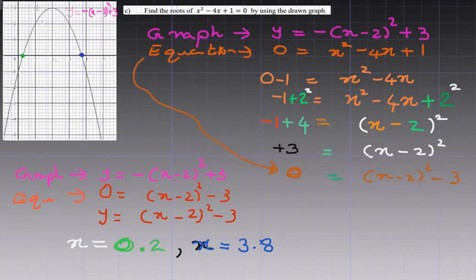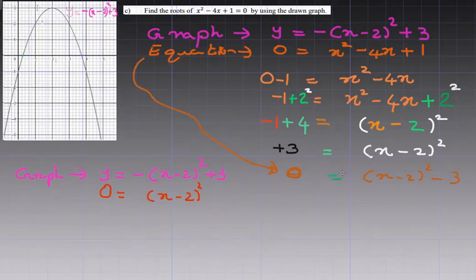Now, this is one way of thinking. You also can think in another way. Let's look at that too. So we write the graph's equation, and under it, we write the equation we're supposed to solve: 0 equals (x minus 2) whole thing squared plus, rather minus 3.